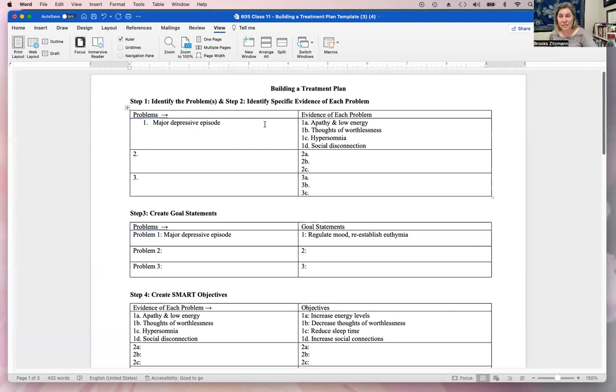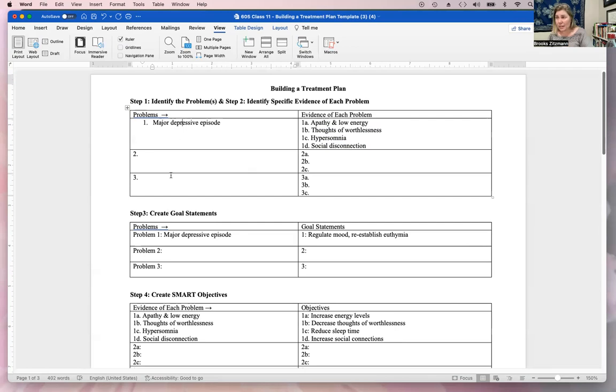How do I know that my client's experiencing depression? Well, they're reporting to me this sense of apathy and low energy. They tell me that they're having thoughts of worthlessness, hypersomnia, they're sleeping all the time, and social disconnection. They're withdrawing from their friends and family. So we went from here's the big problem to here are the ways that I know this problem is happening, all right? Evidence of the problem.